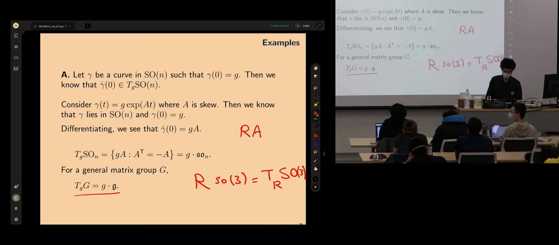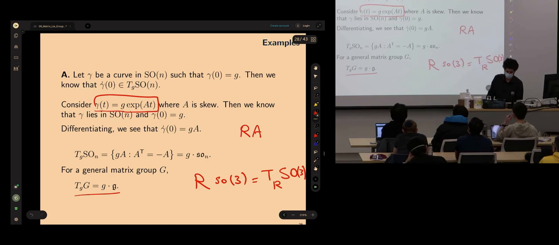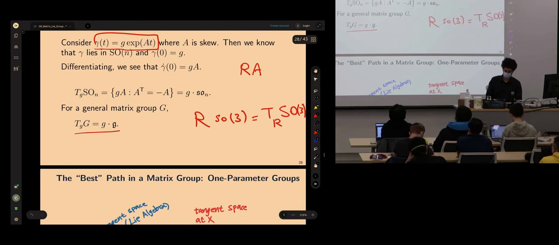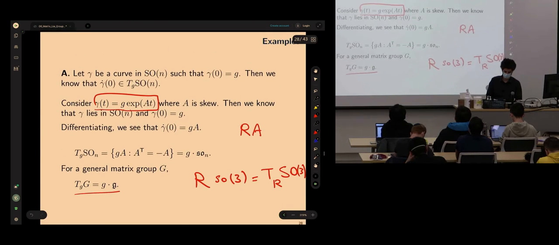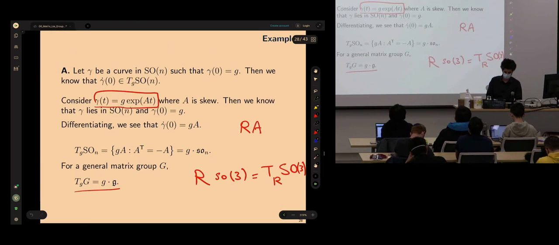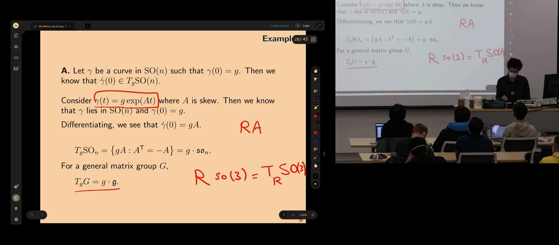Can you explain again why we know that gamma lies in SO(N), given this definition of gamma? This? Yeah, and then you say that you know that gamma lies in SO(N). How do we know that? We don't. We guess. We need to find out. Oh, with the exponential, it is. Then later we should see why. Well, I didn't go through this part.